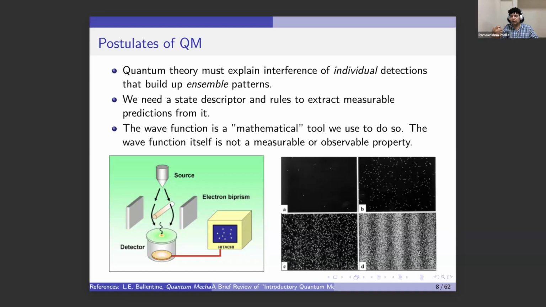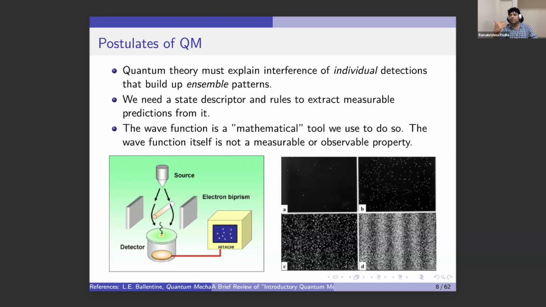And so we introduce the concept of a state or wave function. And bear in mind that this is only a mathematical tool, right? So what we observe experimentally is the pattern that you see here. And to explain that, we are using a mathematical tool. So the wave function that we are going to introduce, this itself is not a measurable or an observable property.